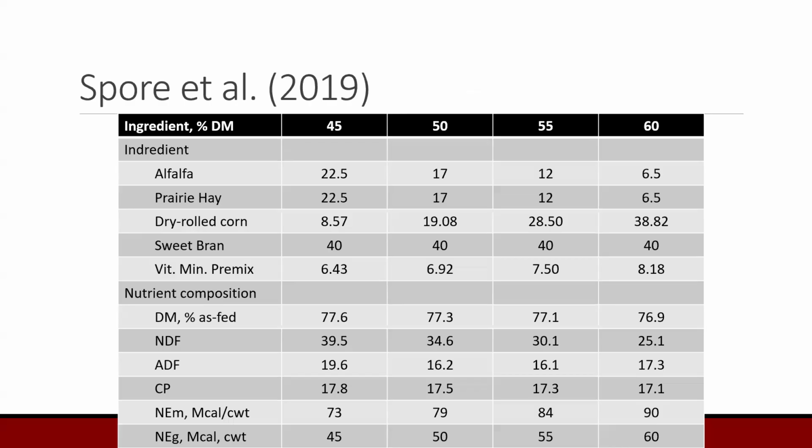So as you go up in energy concentration of the diet, you're decreasing the amount of hay you're feeding, you're increasing the amount of dry rolled corn, and they kept sweet bran the same at 40. So that added energy is coming from feeding more corn.